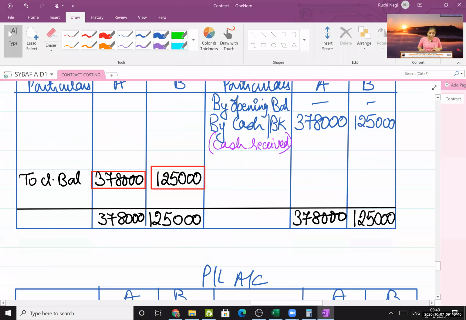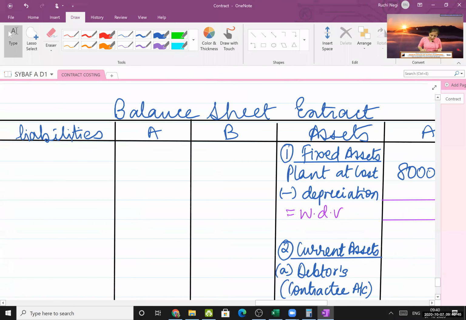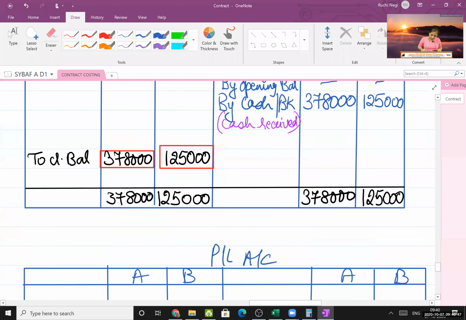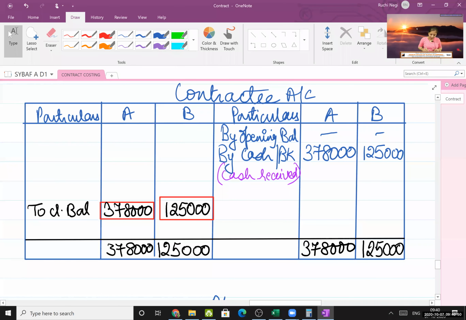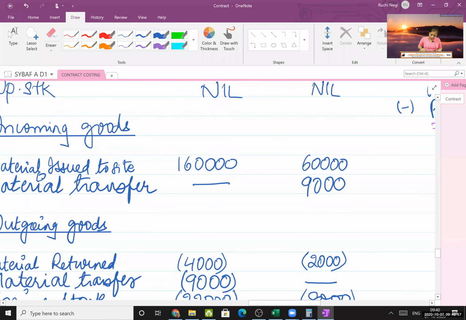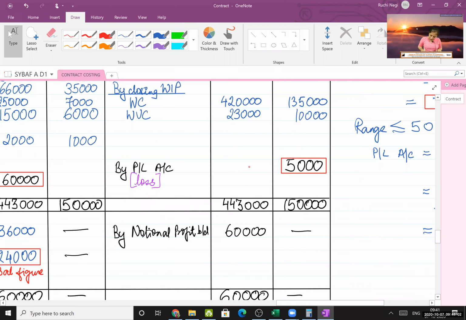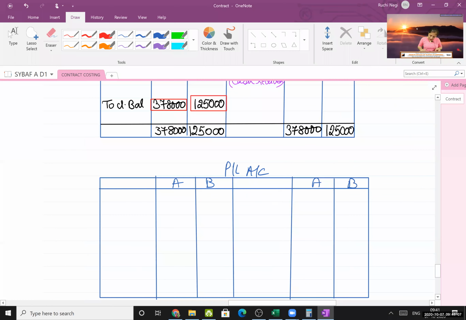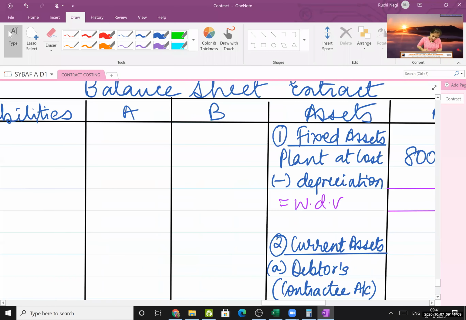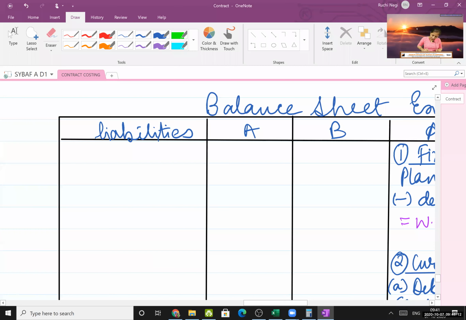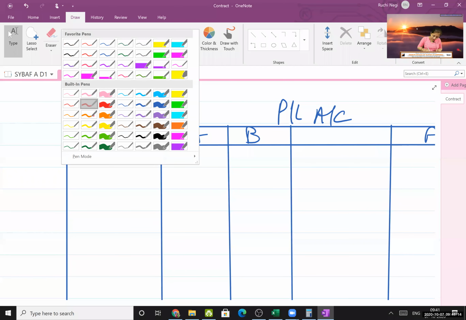So its second effect will come where? Balance sheet extract. Please be quick, we have the last 5 minutes. So this is done. This contractee is nothing but our debtor. For the construction company, it is the debtor. See, there is a loss here, a loss of 5,000. So we'll have to give the second effect. Where will the second effect of that 5,000 go? In the P&L account. So write it here, on the debit side.